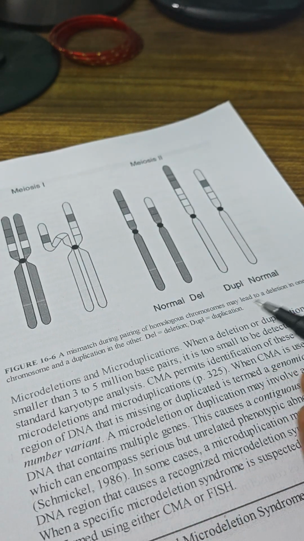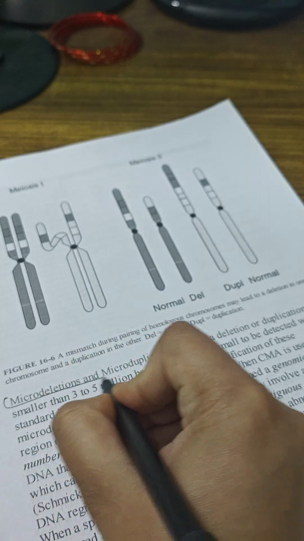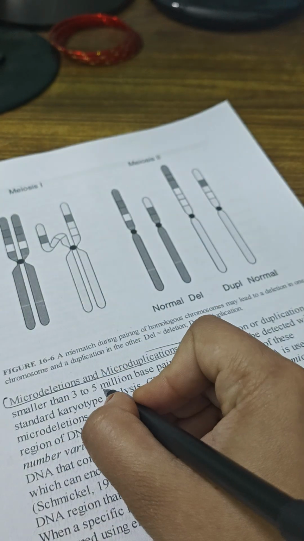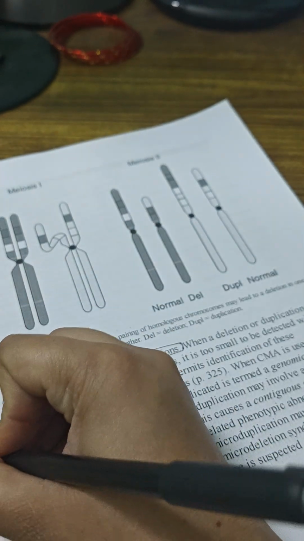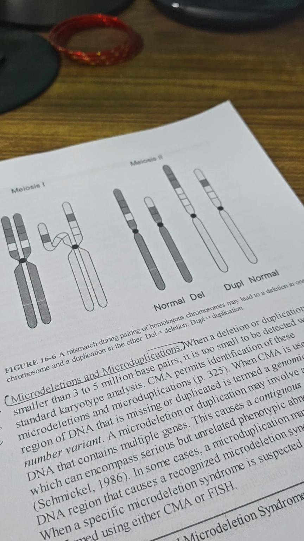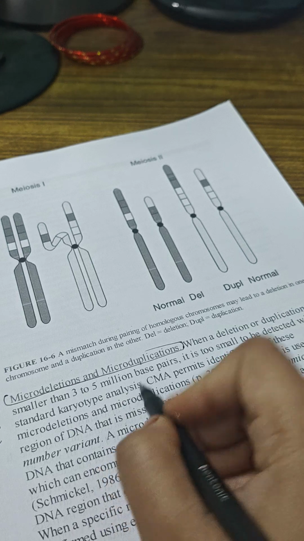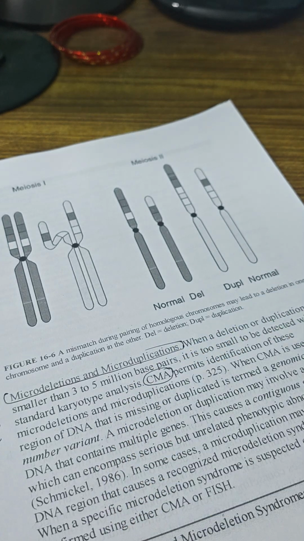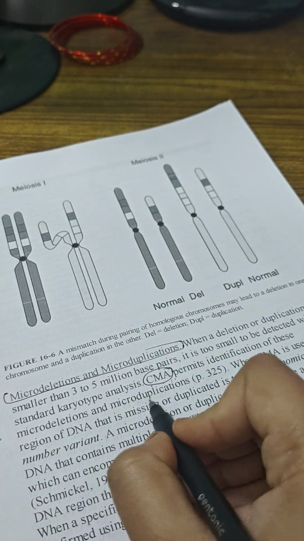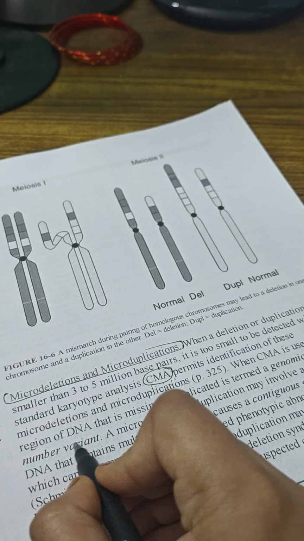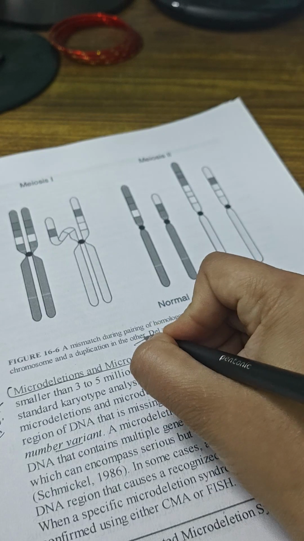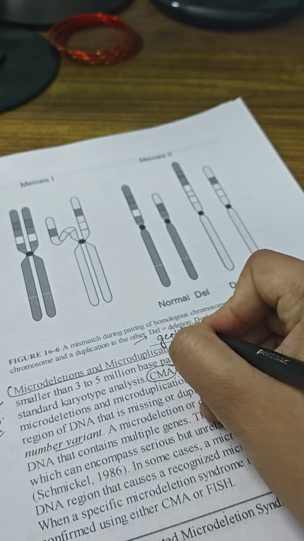Microdeletions and microduplications. So what are microdeletions and microduplications? When a duplication or deletion is smaller than 3 to 5 million base pairs. So if the deletion is 3 to 5 million base pairs or less than that, then this is known as a microdeletion or microduplication. It is too small to be detected with a standard karyotype analysis. Here we offer what is known as CMA. CMA is chromosomal microarray analysis, which permits identification of these microdeletions and duplications. When CMA is used, a region of DNA that is missing or duplicated is termed a genomic copy number variant.